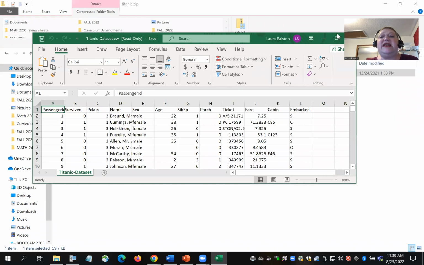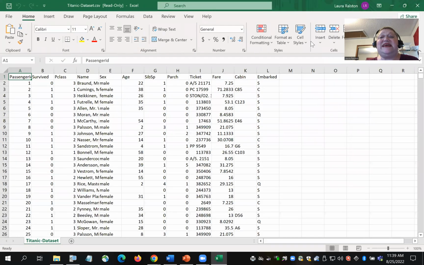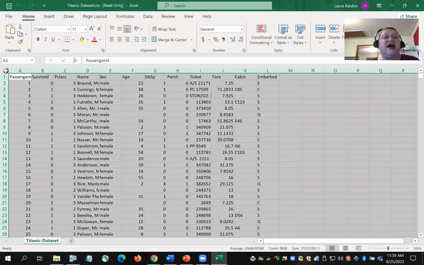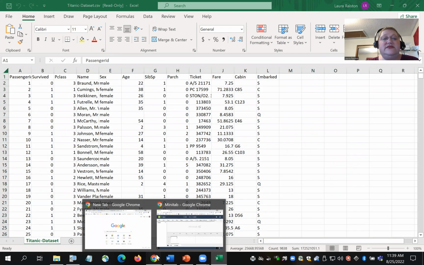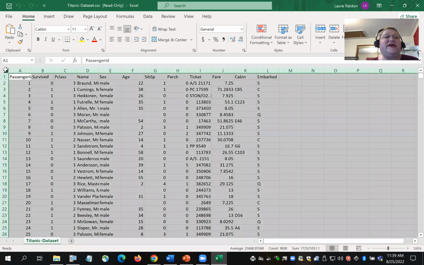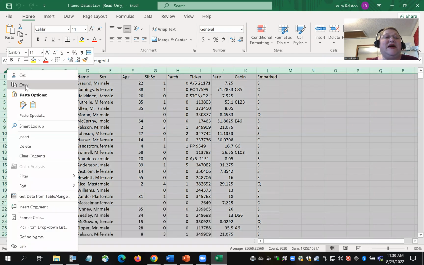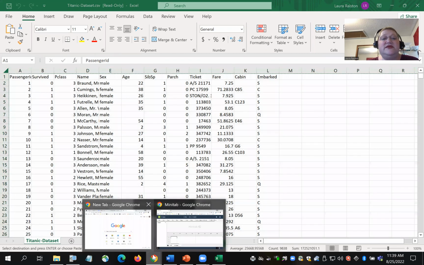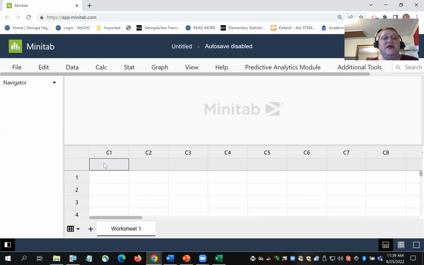Remember, it's in an Excel or .csv format, which requires that I copy and paste. So again, I'm going to copy. Well, I have to tell it to copy. Copy. And then paste.